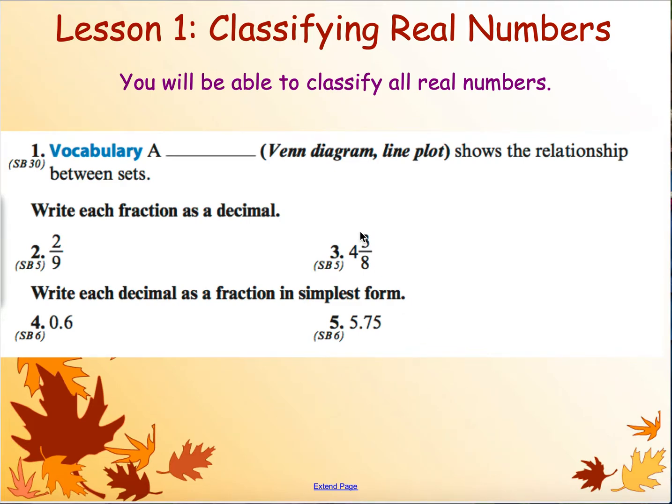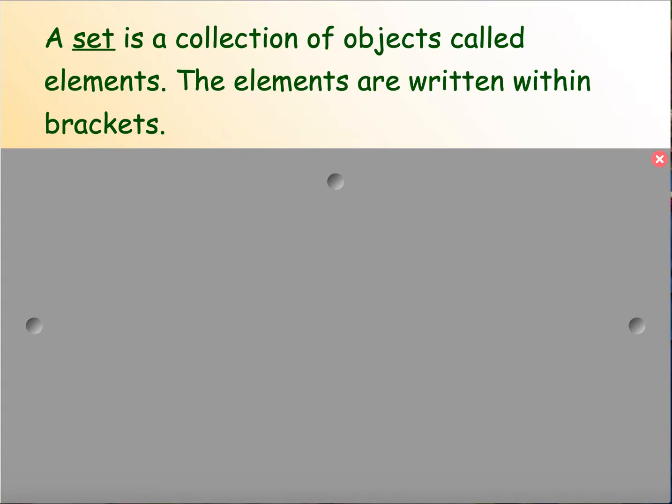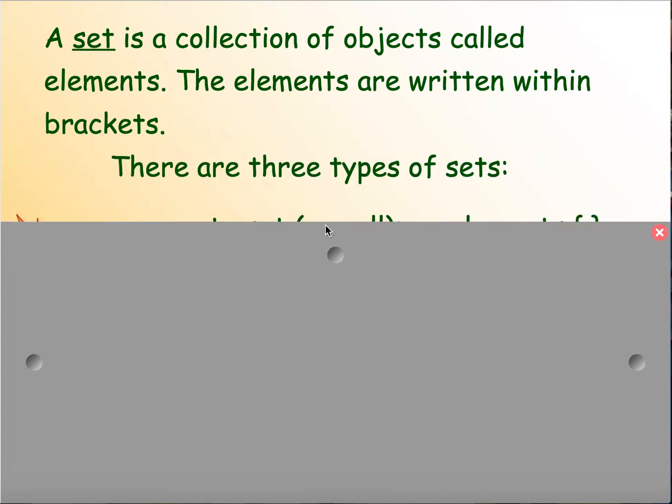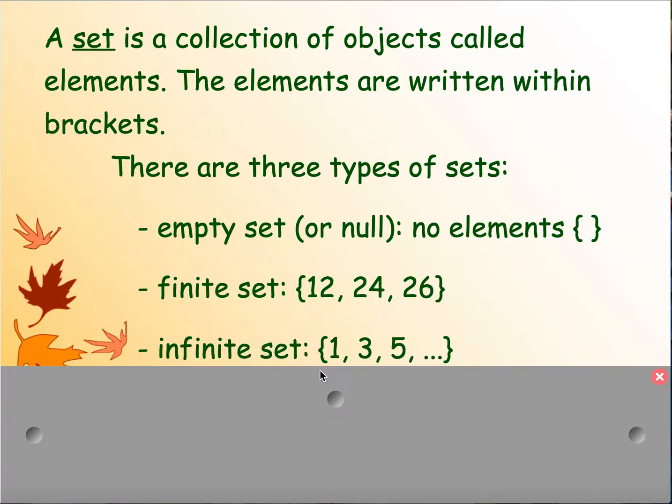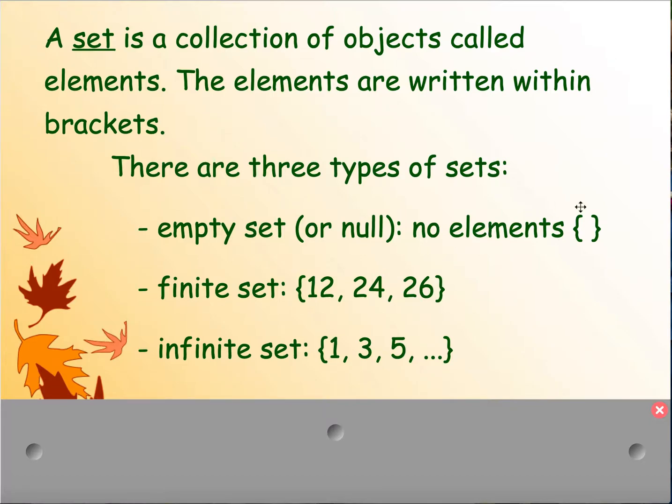Classifying real numbers. So jumping right into the gist of the lesson. A set is a collection of objects called elements. The elements are written within brackets. There are three types of sets. We've got an empty set, so there are no elements, nothing in there. We have a finite set, where we have a limited number of elements within the set. Then lastly, we have an infinite set.